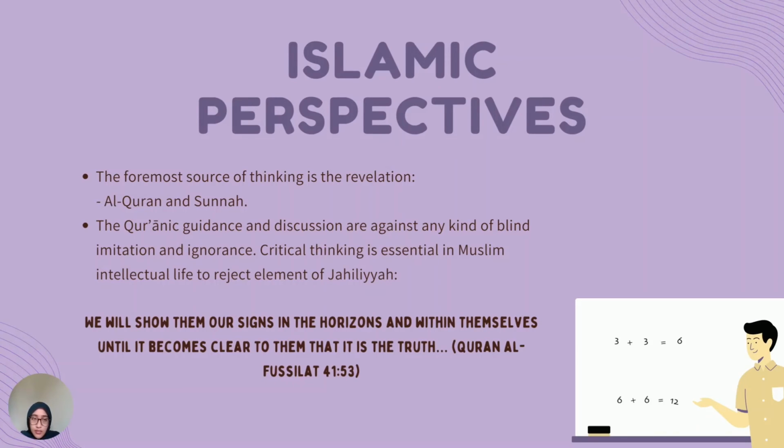So first of all, the foremost source of thinking according to Islam is the revelation, which is the Al-Quran and also As-Sunnah. So the Quranic guidance and discussions are against any kind of blind imitation and ignorance. So critical thinking is essential in Muslim intellectual life to reach the element of Jahiliyah. So we can understand thinking as the faculty that makes man so distinct from any other creatures. Also, as mentioned in Surah Fussilat in the Quran, which means: we will show them our signs in the horizons and within themselves until it becomes clear to them that it is the truth. So this verse explains that as a Muslim and as a human, we should observe and study the signs of the truth in the whole universe.